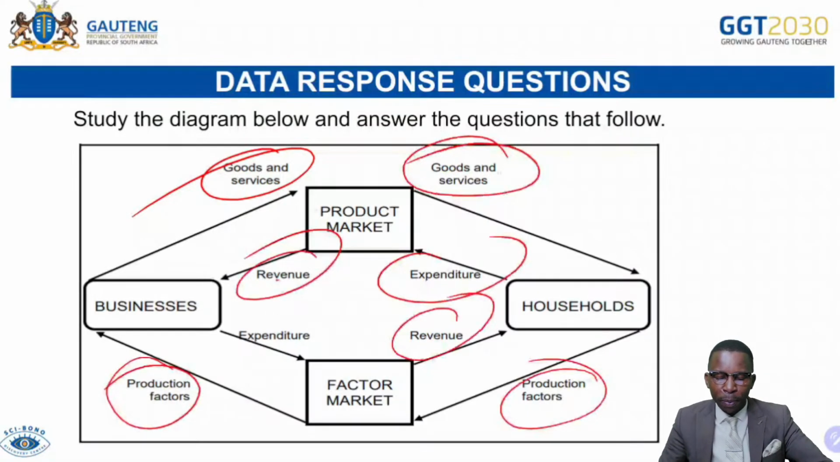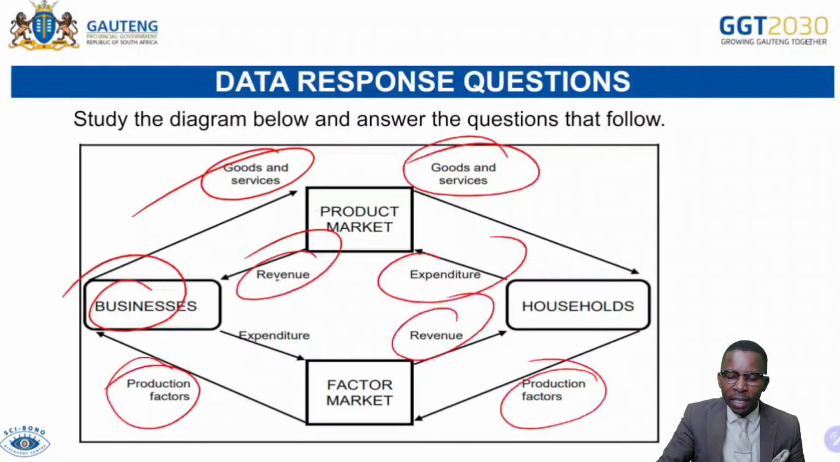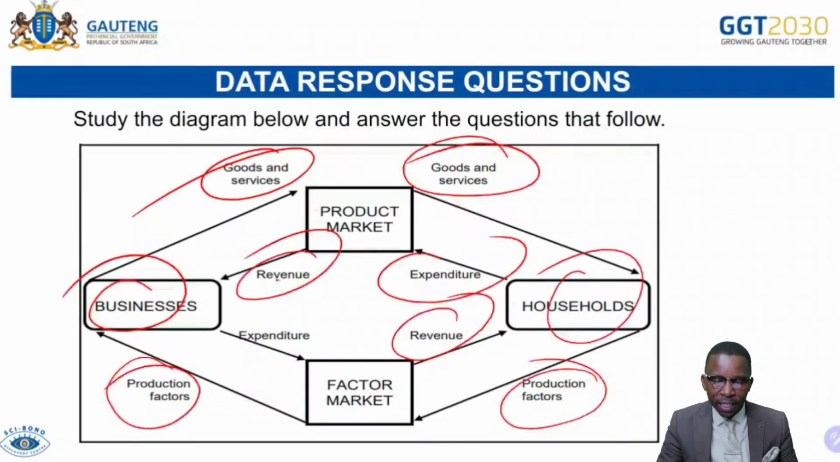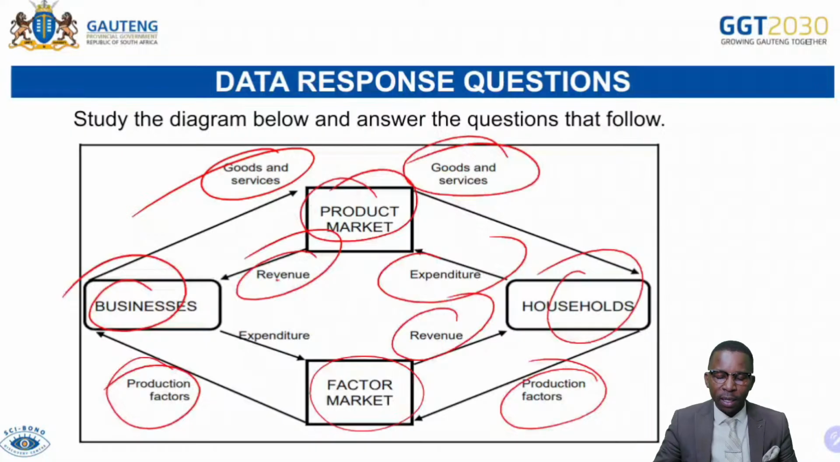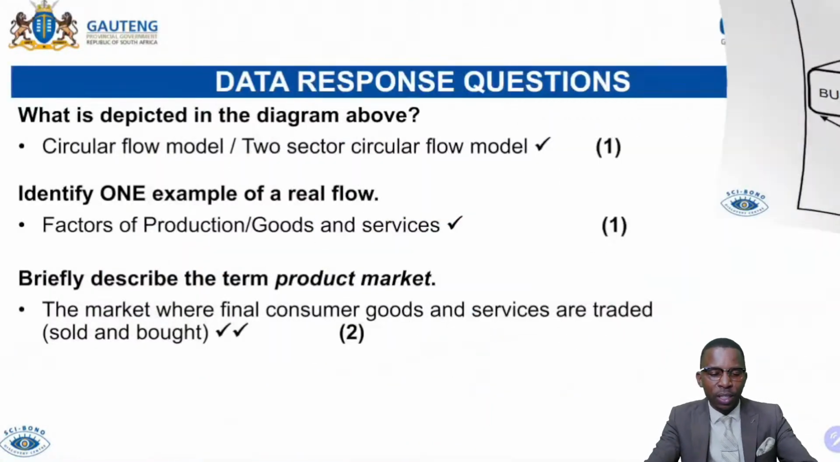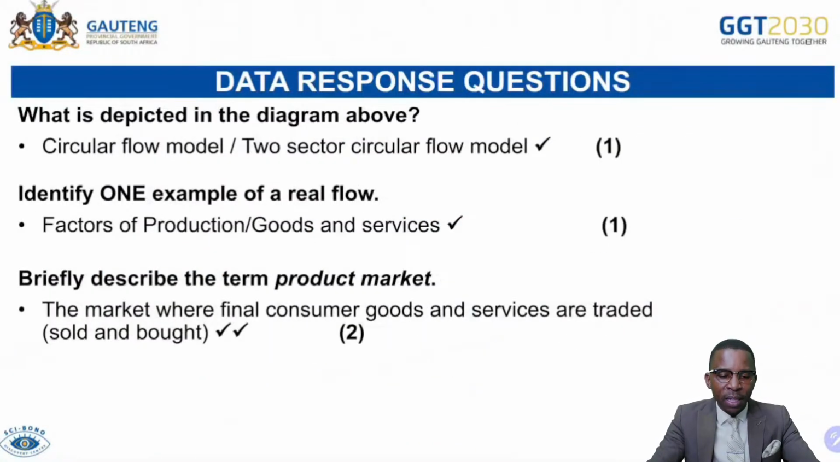Factors of production. Then which participants are here? We have businesses and the household. Then do we have any foreign sector? No. Do we have government? No. In this situation, we have a closed economy. Two markets are provided, the product market as well as the factor market. Then you can check the questions that are coming in. What is depicted by the diagram above? Circular flow model, two-sector circular flow model, or a closed economy circular flow.